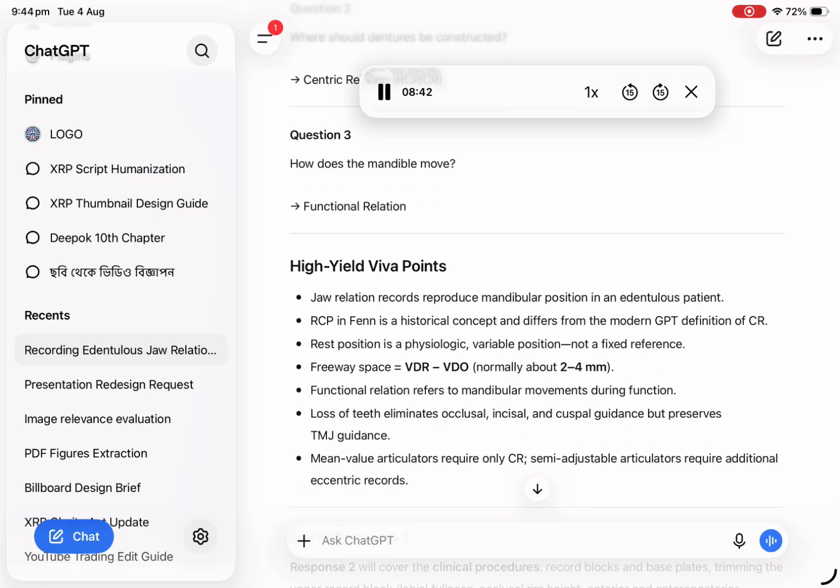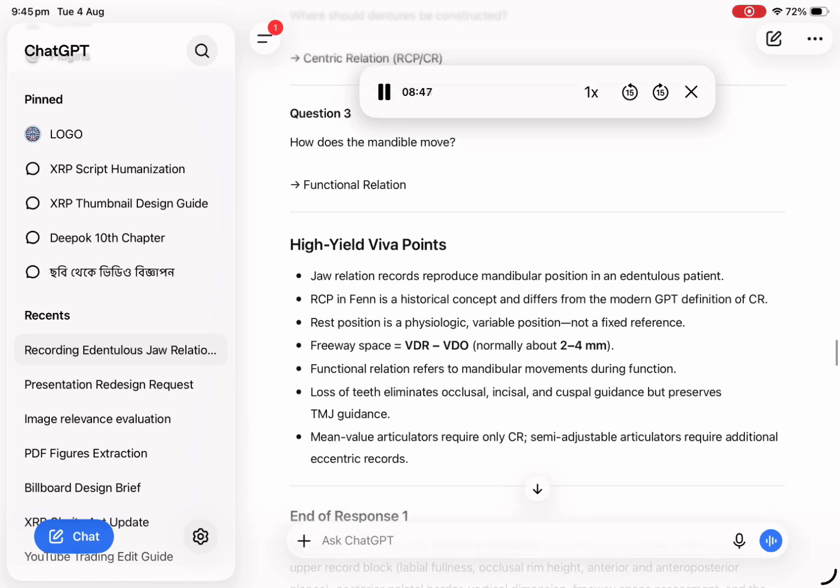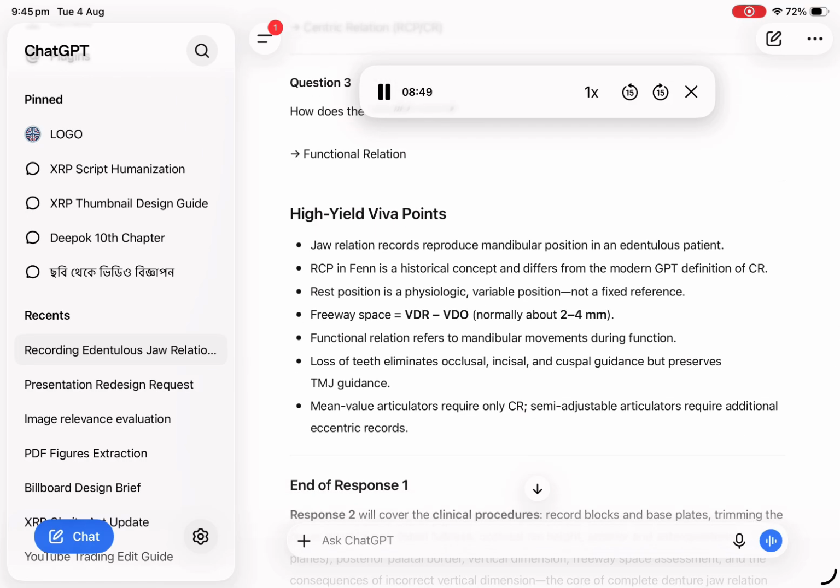High-yield viva points. Jaw relation records reproduce mandibular position in an edentulous patient. RCP in Fenn is a historical concept and differs from the modern GPT definition of CR. Rest position is a physiologic, variable position, not a fixed reference. Freeway space equals VDR minus VDO, normally about 2 to 4 millimeters. Functional relation refers to mandibular movements during function.